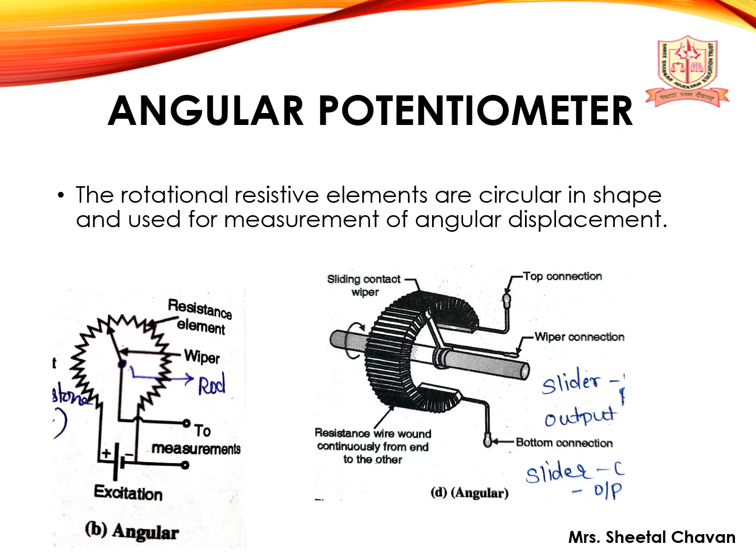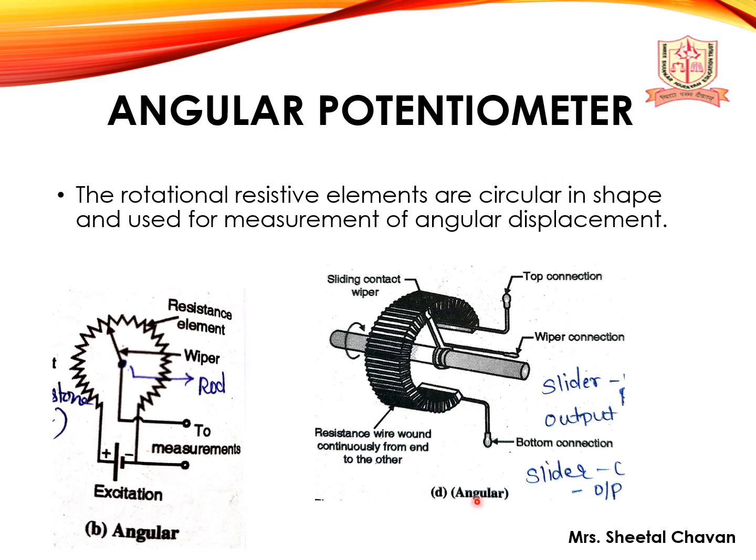Angular potentiometer. The rotational resistive elements are circular in shape and used for measurement of angular displacement. If you compare the linear and angular potentiometer, both have the same working principle, only the construction is different. Here in the angular potentiometer, the resistance is placed in a circular form. Here the wiper is over here. As the wiper is moved in a clockwise or anti-clockwise direction, the resistance is changed accordingly.